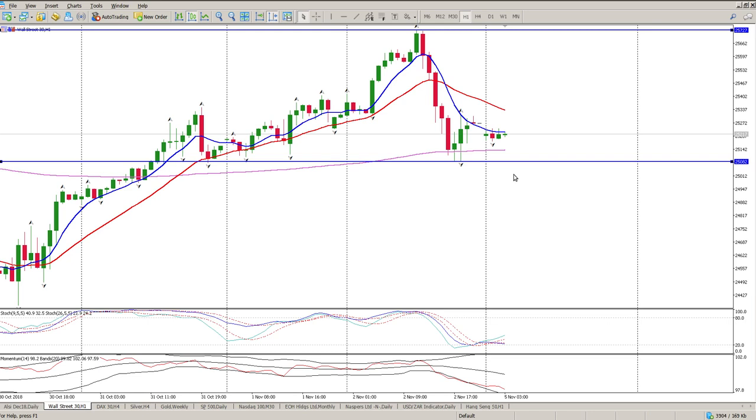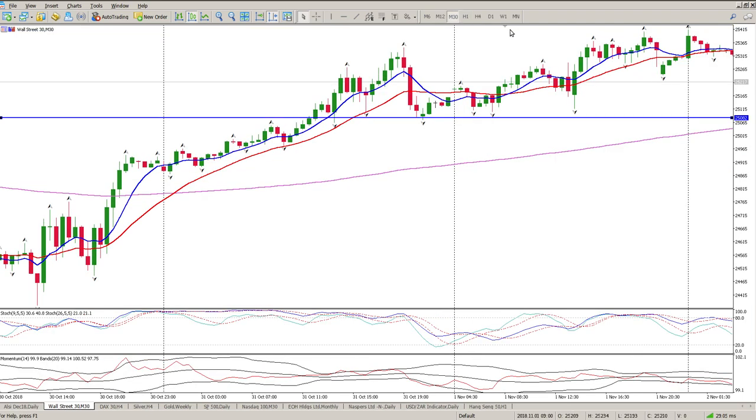So we do have a bit of a crossover with the moving averages. This could very well be a head and shoulders forming: there's a shoulder, a big head, another shoulder. So again, this is the level you want to watch, 25,082. Drop below that and you've got more downside coming.